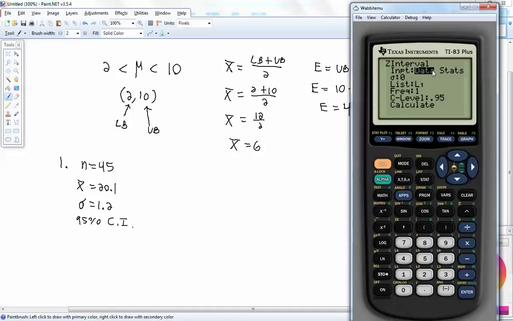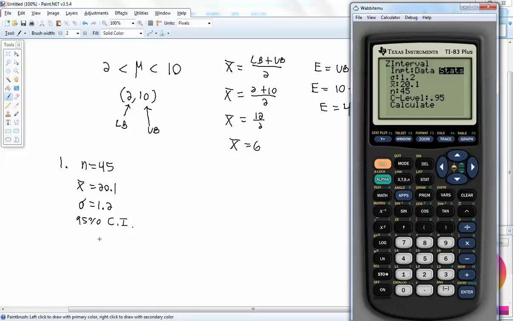Now, data is when you're given raw data. We're not given raw data, we're given summary statistics. So we're going to right arrow over, put our flashing cursor on stats, and press enter one time. Then down arrow, put in 1.2 for sigma. X bar we said was 20.1. N is 45.